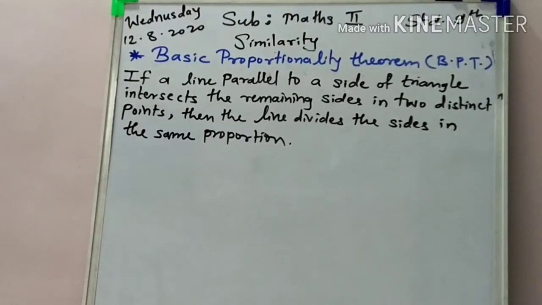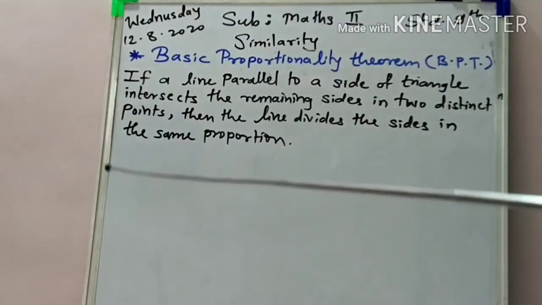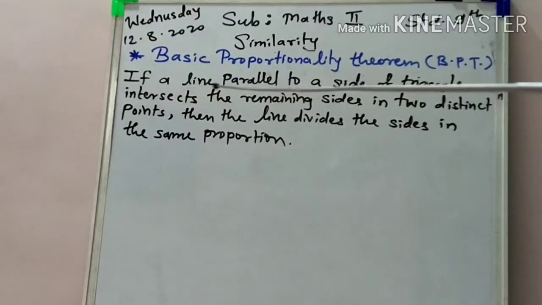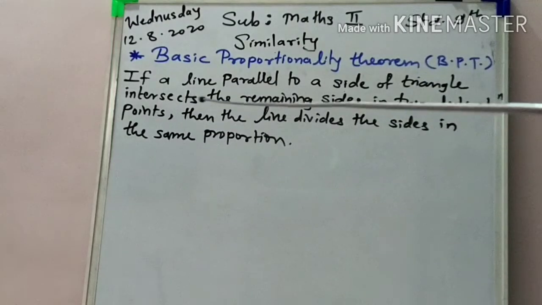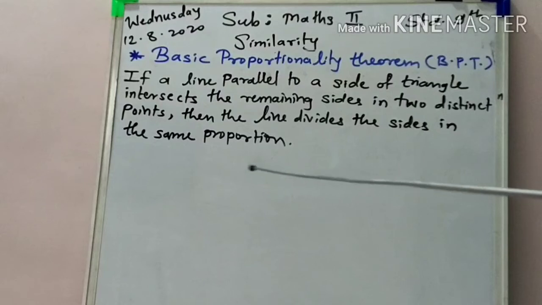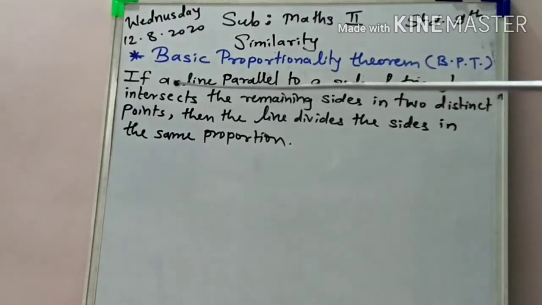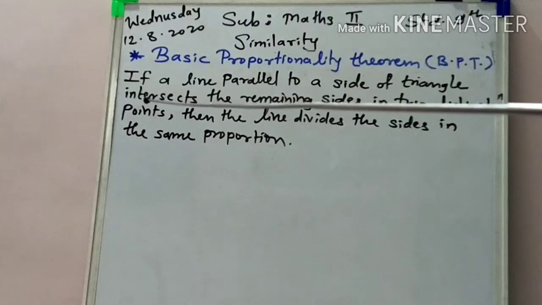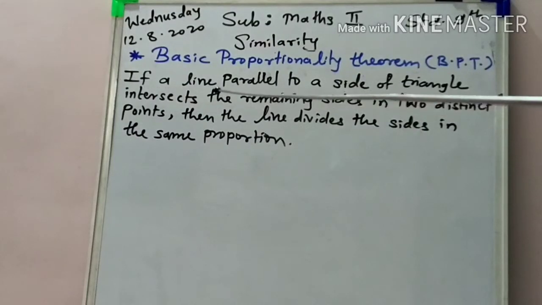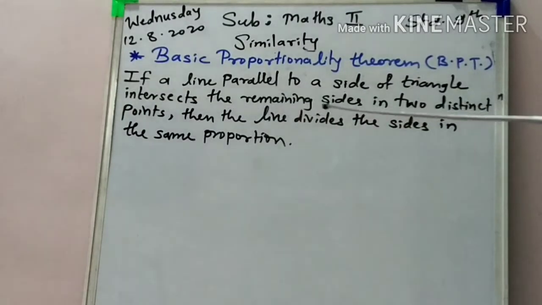So as we observe, in proving any theorem, the statement after "if" is the given part, and the statement after "then" is the part we have to prove. Okay, students. So again, what is our given part? If a line is parallel to one side of a triangle, then obviously it intersects the remaining sides in what? Two distinct points. So for that, first we draw the figure as per the given statement.